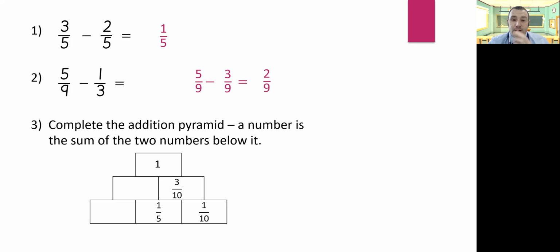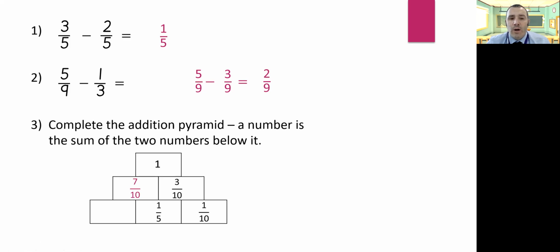Completing the addition pyramid. The sum of the number is the sum of the two numbers below it. So we have 1/5 add 1/10 equals 3/10, and 3/10 plus something equals 1/2. Well, we know to have a whole, the numerators need to add up to being the same as the denominator. So 3/10 plus 7/10 gives us our answer for that one. So 7 and 3 makes 10, and 10 over 10 is equivalent to 1.